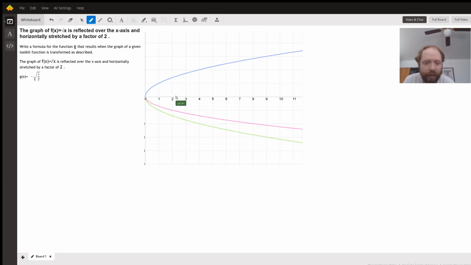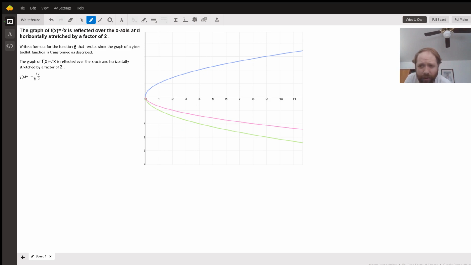When we ask ourselves, how do we get from the blue to the green? Well, in each case, the y value of any given point, for any given x value, you look at x equals 1 here. In blue, it's 1. In green, it's negative 1. For x equals 4, in blue, it's 2. In green, it's negative 2. So if we call this one h of x equals negative square root of x, it's just negative 1 times what we got for f of x.